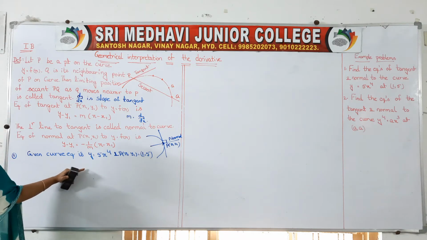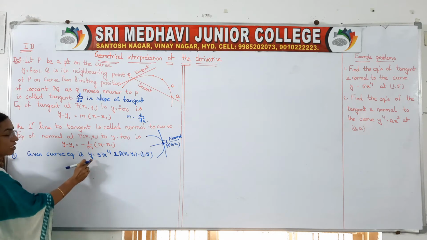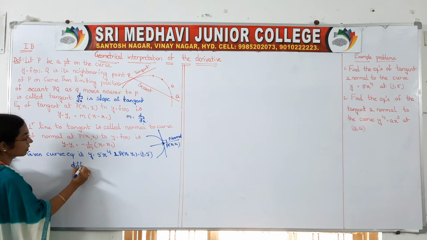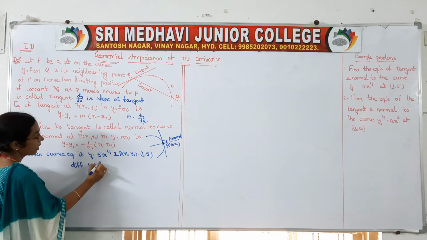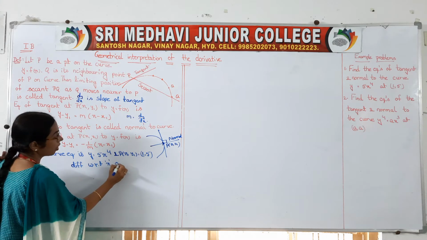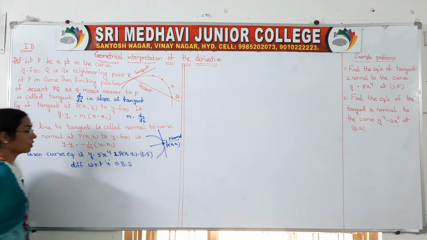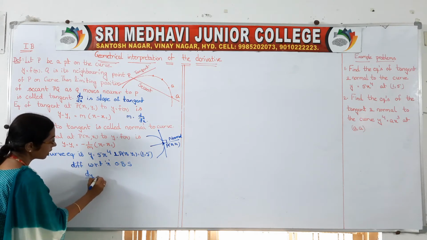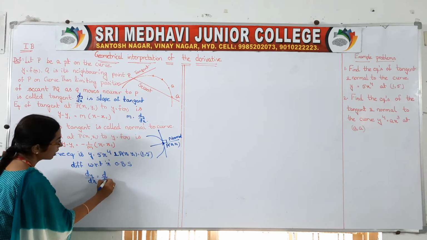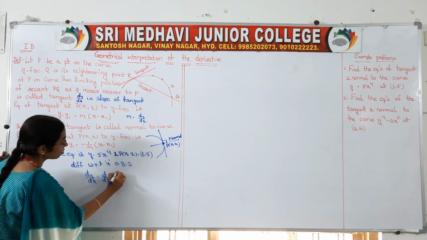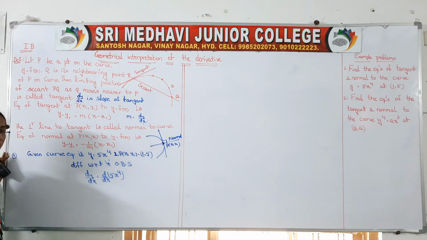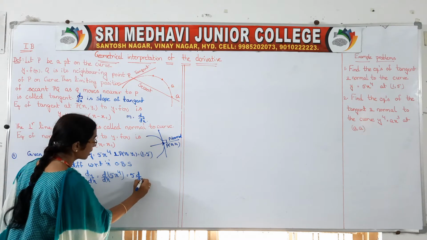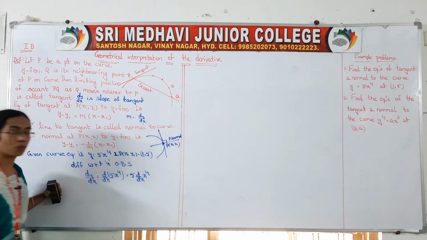That means we need dy by dx. So differentiating the curve with respect to x on both sides. Then what happens? dy by dx is equal to d by dx of 5x to the power of 4, which is equal to 5 into d by dx of x to the power of 4.